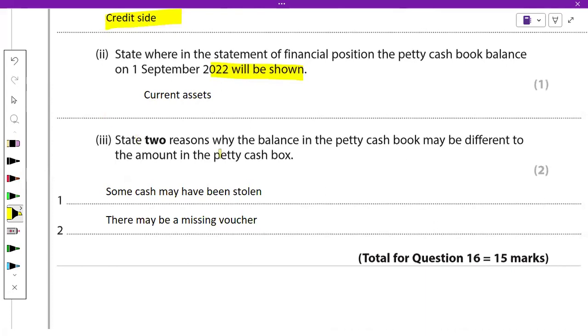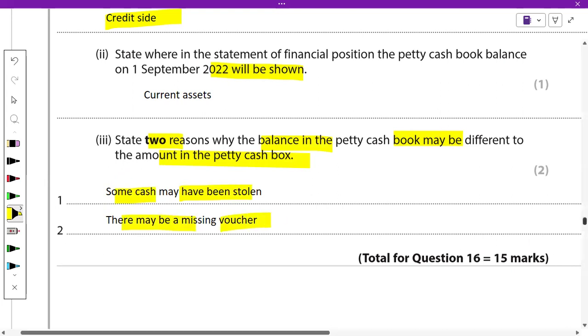State two reasons why the balance in the petty cash book may be different to the amount in the petty cash box. It means that there can be two reasons because we have to state only two. Some cash may have been stolen, and the second one would be that there may be a missing voucher. So these are the two reasons behind that.